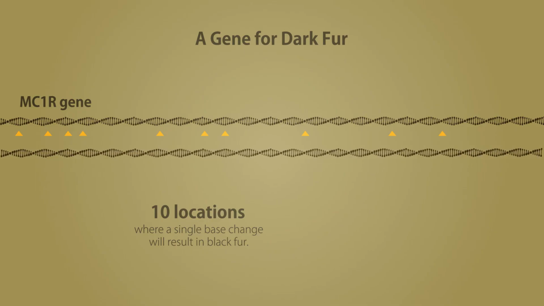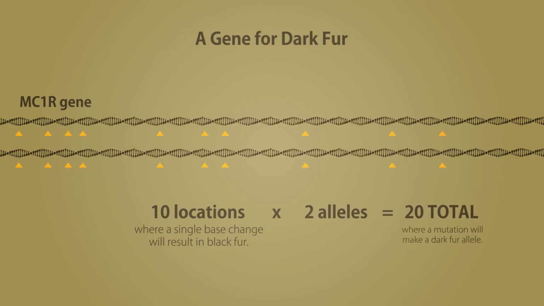Mice have 2 alleles of every gene. To have dark fur, a mouse needs just 1 dark fur allele. That means in these 2 alleles, there are 10 times 2, or at least 20 possible places where a mutation will make a dark fur allele.